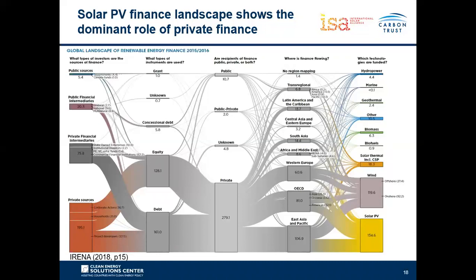And the instruments used have been dominated by debt and equity, with concessional loans and grants and other forms of funding accounting for a much lower portion of the overall.